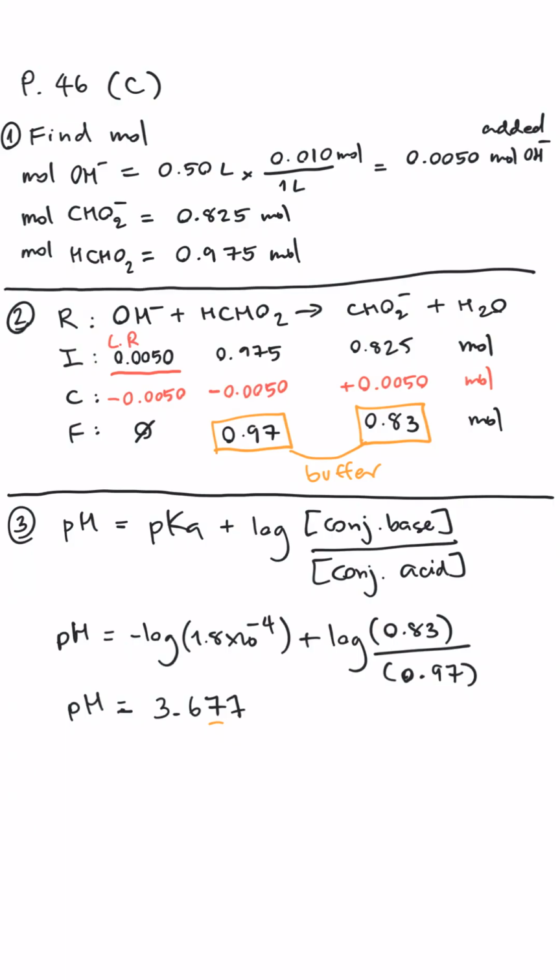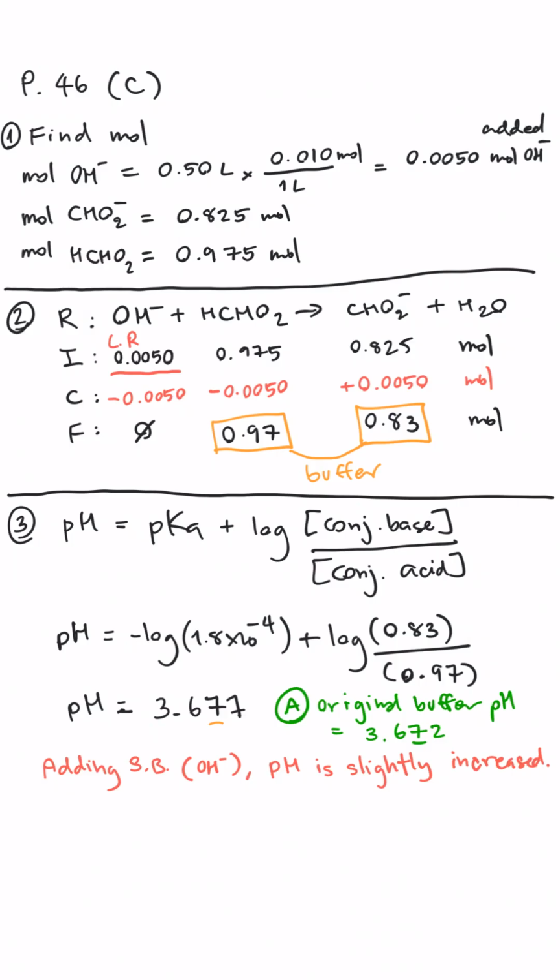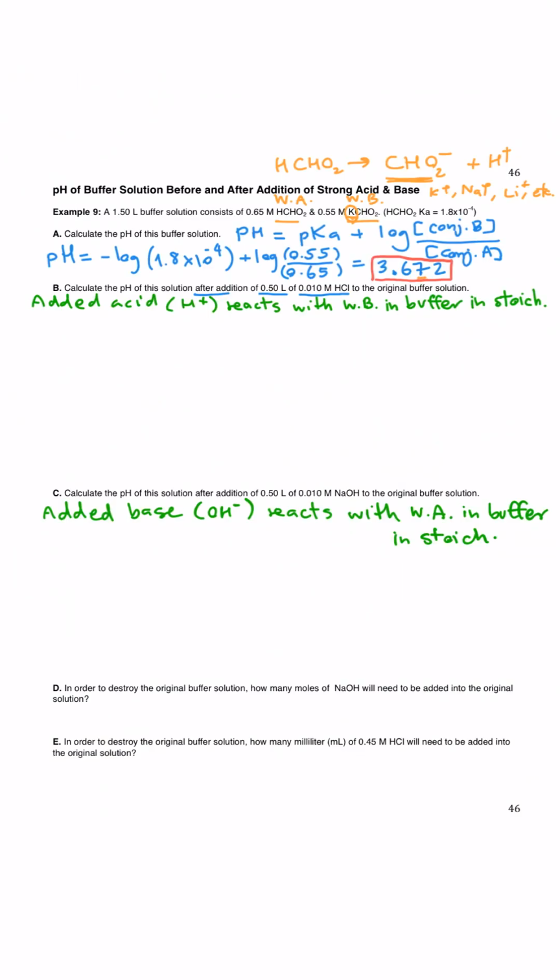3.677. Comparing this buffer pH after adding hydroxide ions, we can see that it has slightly increased compared to the original buffer pH from part A. And again, the reason why it increased is that when adding base, the pH will be slightly more basic and less acidic. Now let's take a look at question D.